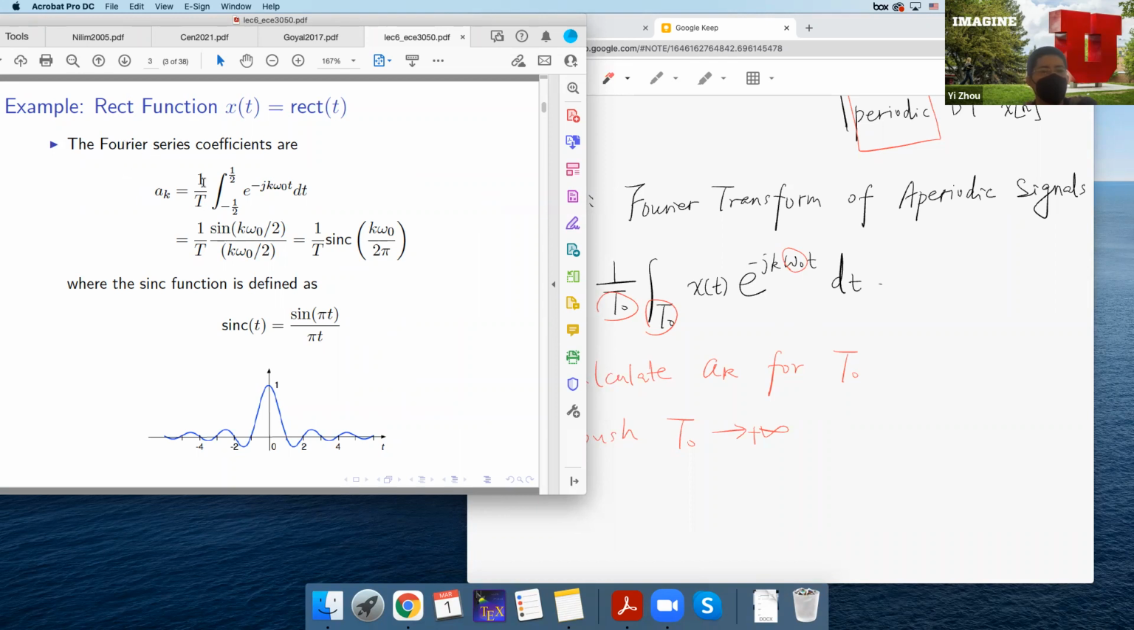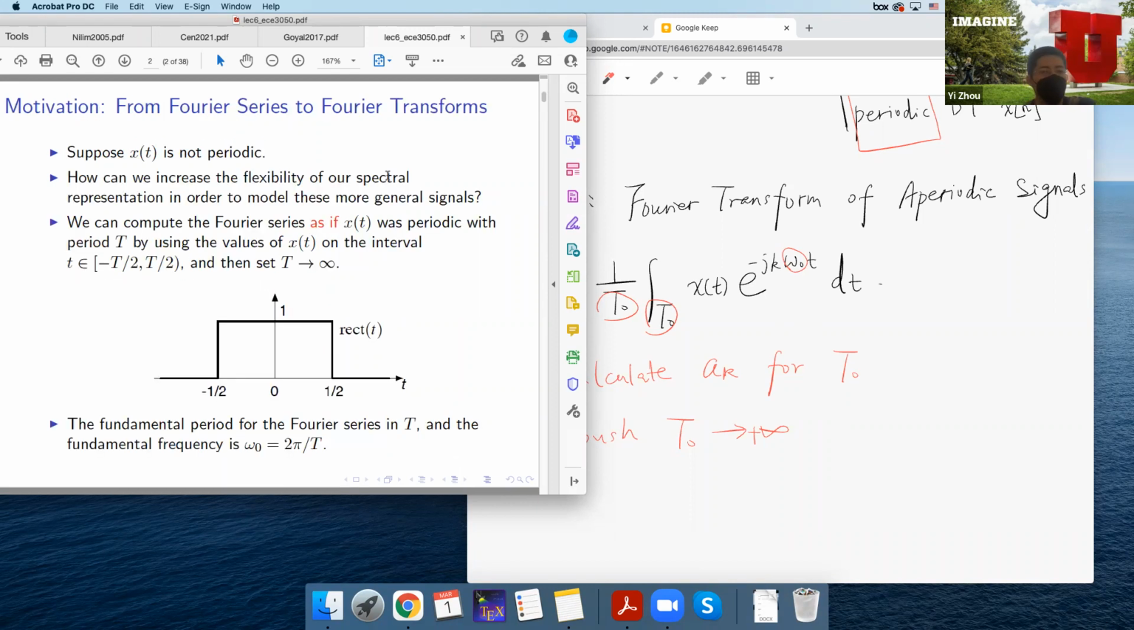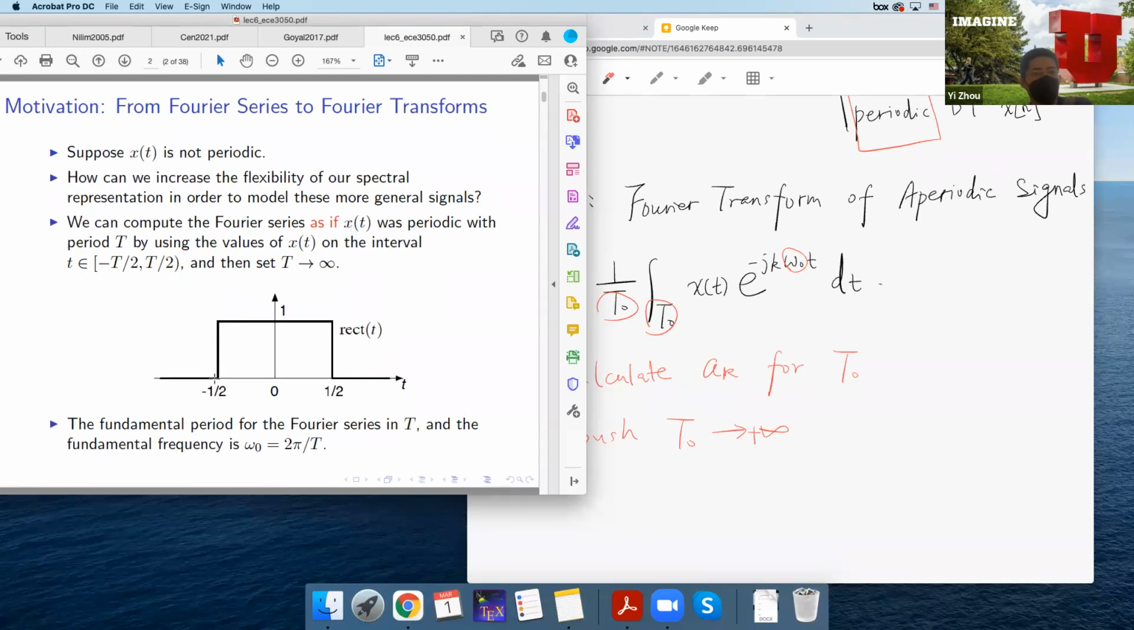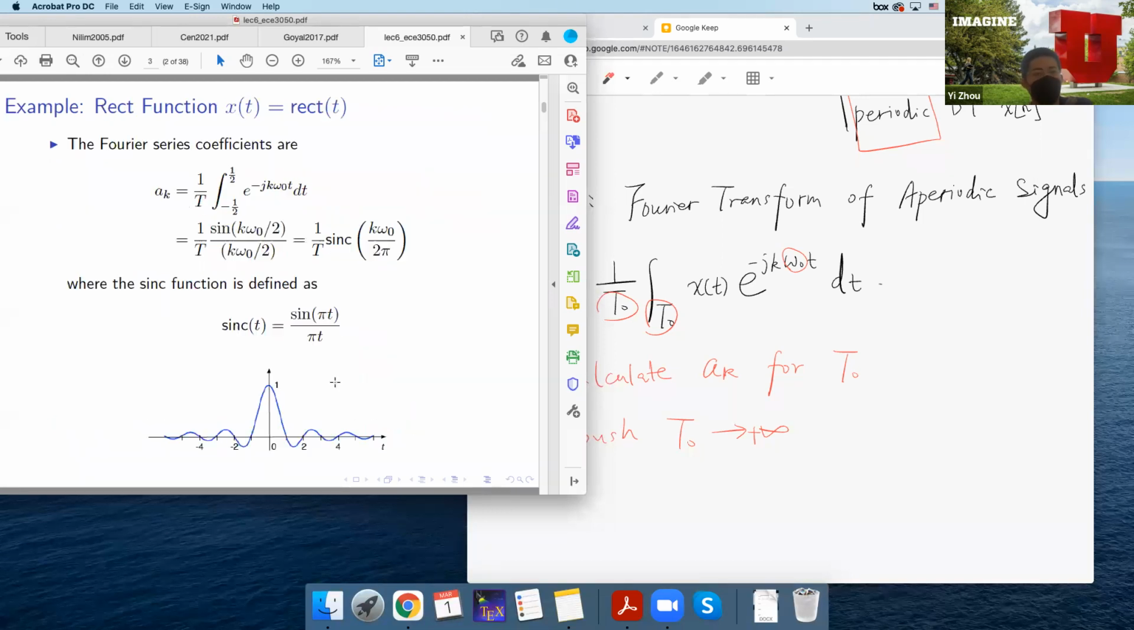We can pick a period T that is bigger than the interval that covers negative 1/2 to 1/2, so that plugging this into the formula for a_k, we have 1 over T. The integration is over that period, but since the signal has non-zero values only between negative 1/2 and 1/2, the integration actually takes place over this fixed interval. Now x(t) is the constant 1, so it is omitted here. So 1 times the exponential part is e to the power of negative j k omega naught t dt.